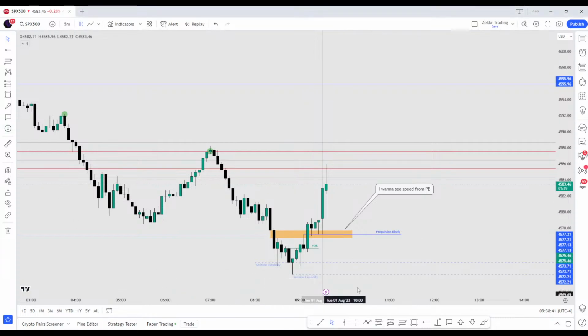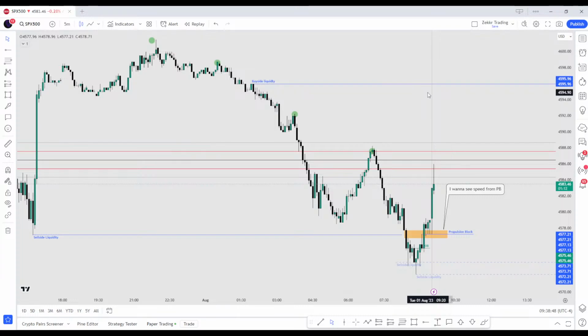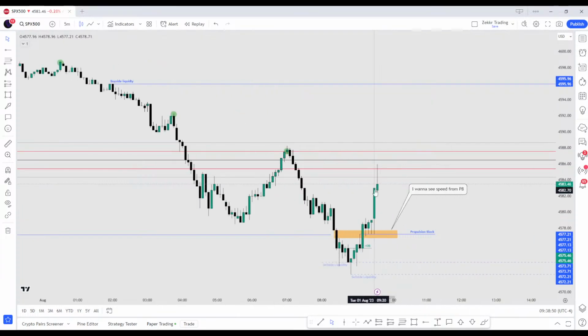We'll see speed, exactly as I told you. What I really want to see right now is just displacement and a liquidity sweep. That's all I want to see.